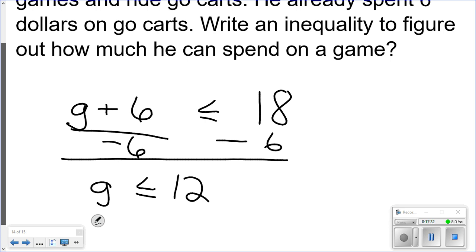That's what he wants to know. So he could spend from $12 all the way down to 1 cent, because with inequalities there are tons of different answers.